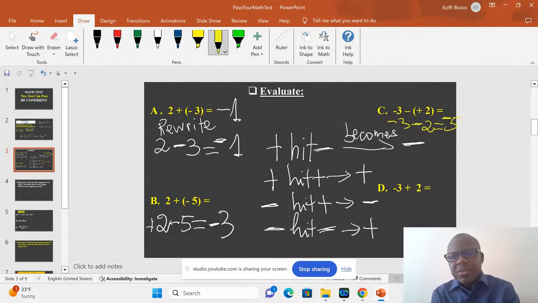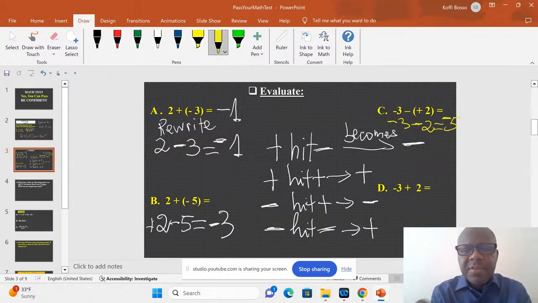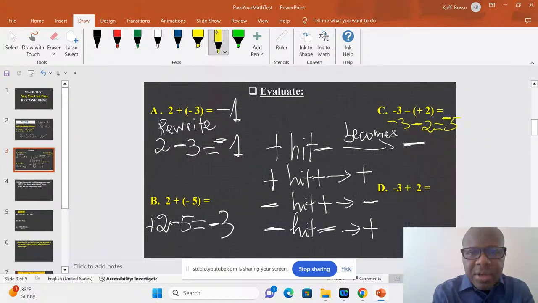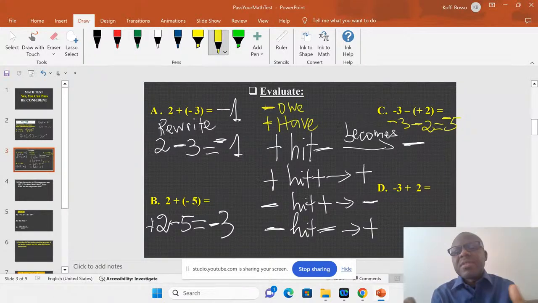Another way to understand is this. Suppose you purchase something for $3, so you owe the cashier $3. You purchase another thing for $2, so you owe the cashier $2. In total, you owe the cashier $5. So the reason we have that negative 5, understand that every time you have a negative, you owe. Every time you have a positive, you have. And we use this concept when we are combining numbers.